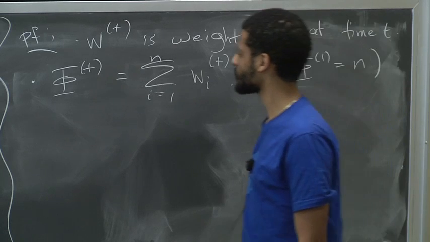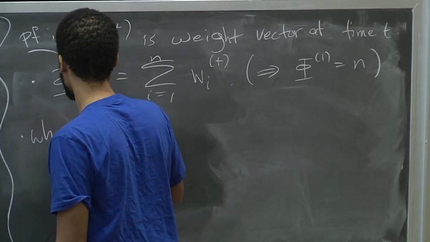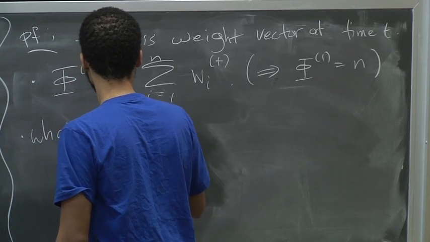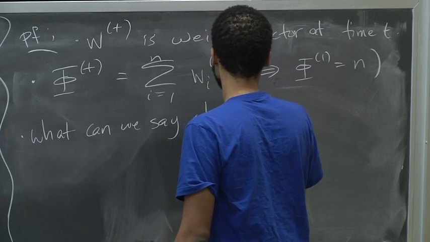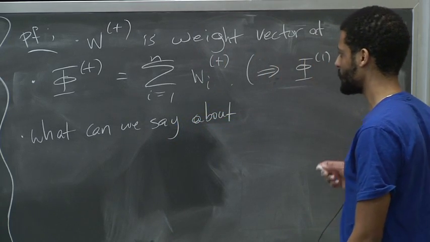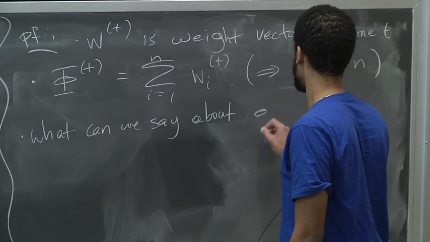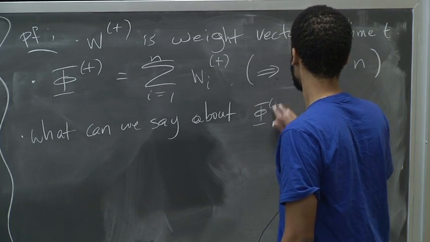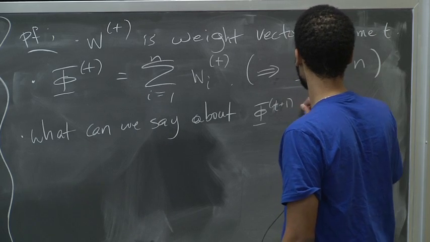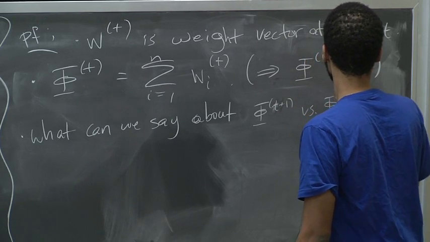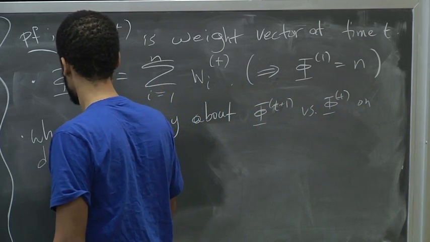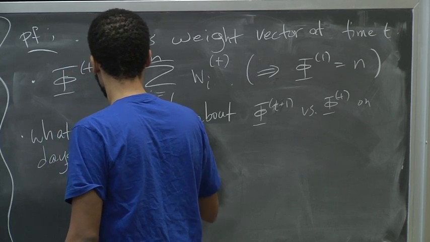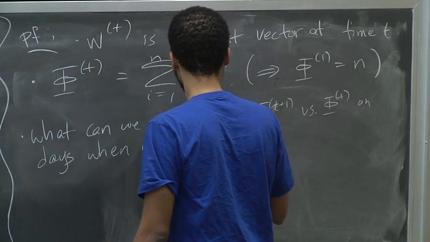Now, what can we say about phi of t plus 1 versus phi of t on days when we make a mistake?